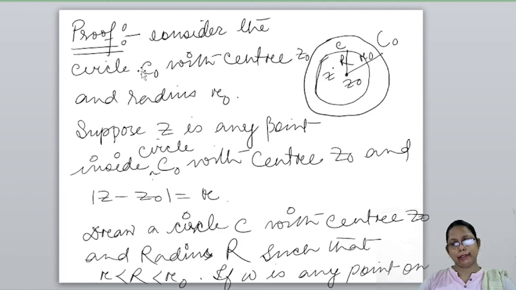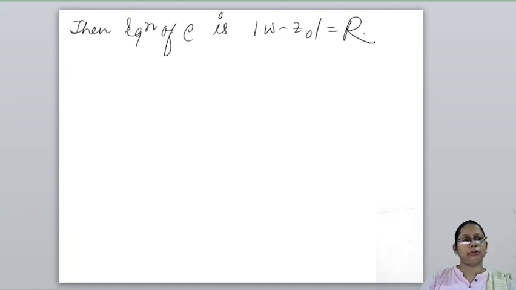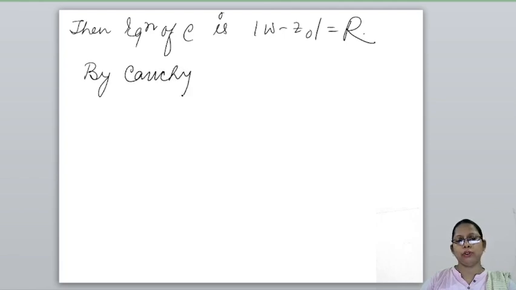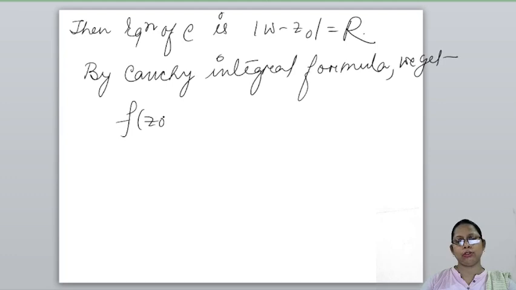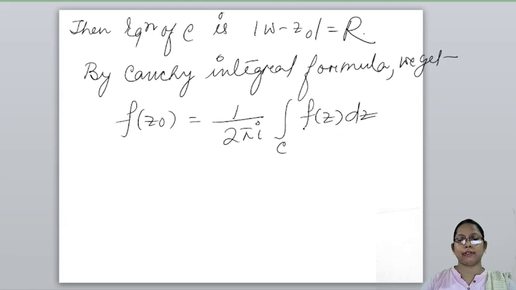Now f(z) is analytic inside C naught, so f(z) is analytic inside C. Therefore, by the Cauchy integral formula, we get f(z) equal to 1 by 2 pi i integral over C of f(w) dw by (w minus z).